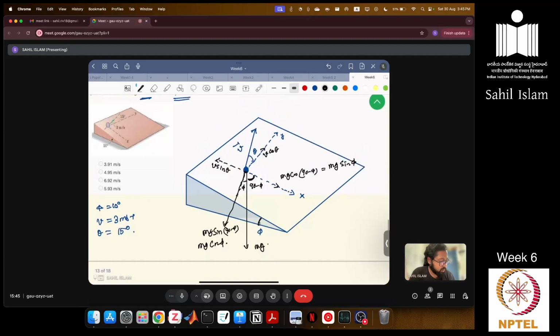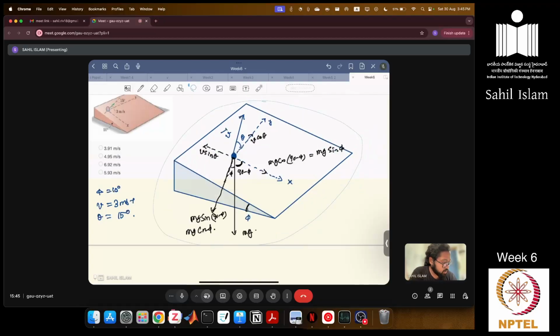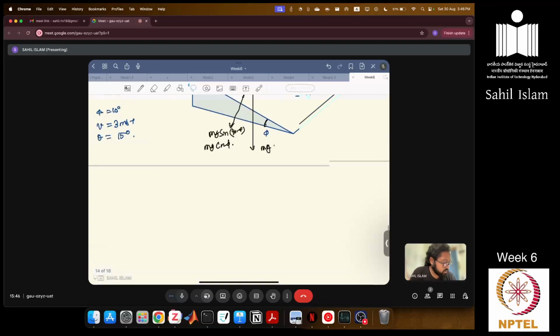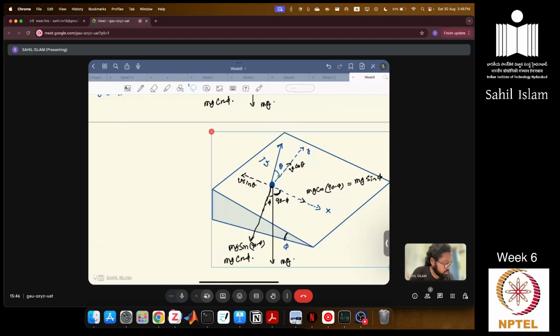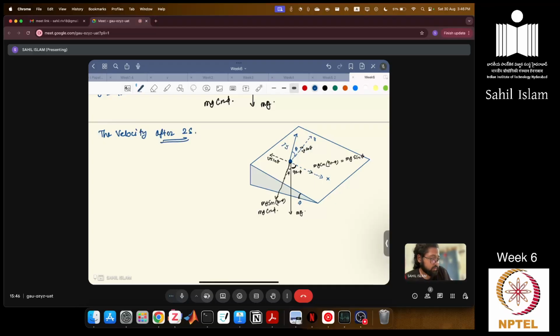Okay, so let's copy this whole figure to the next page, paste, and let's just make it smaller. Now along x direction, we have to find out the velocity after 2 seconds. So how do you do that?